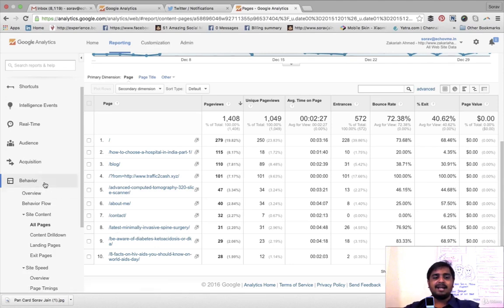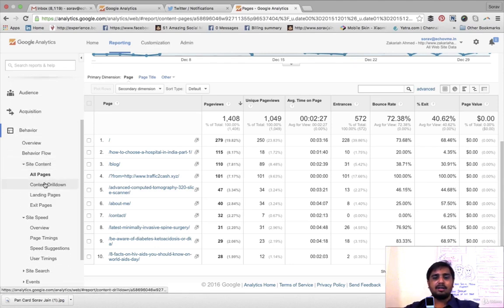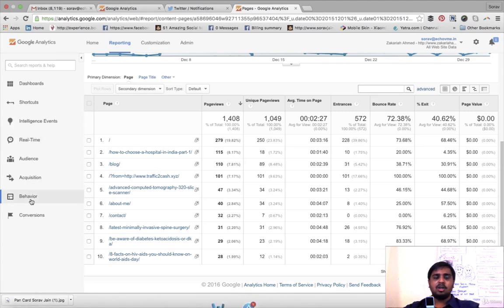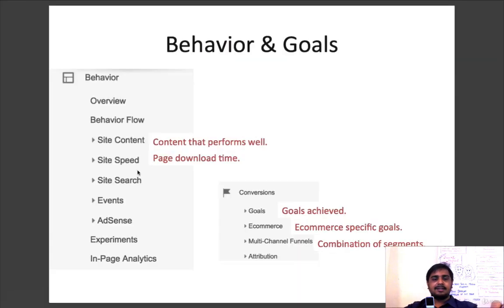So behavior can help you understand the audience mindset on your website, what they do. It will help you understand the page timings and how quickly it loads, what time it takes to load. So these are some of the parameters that you can understand using Google Analytics.